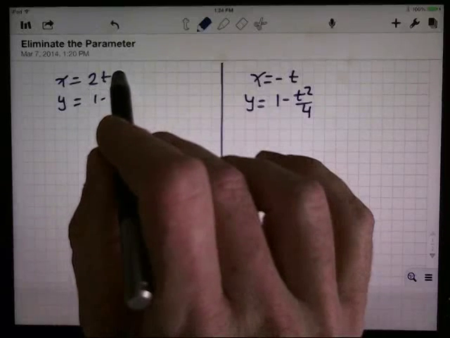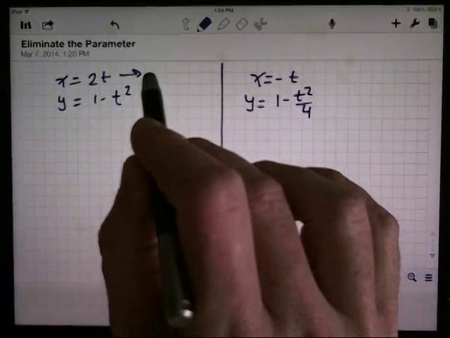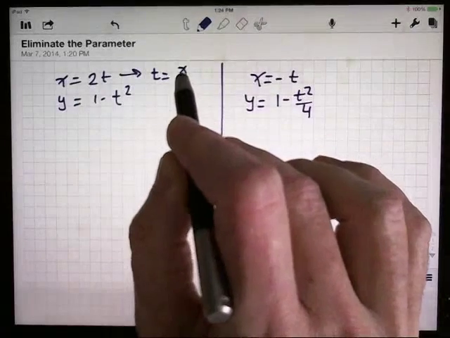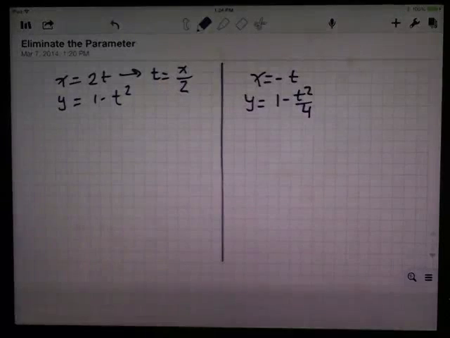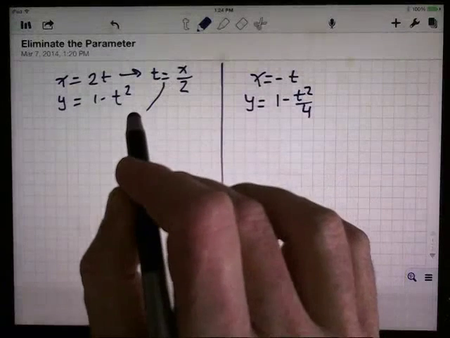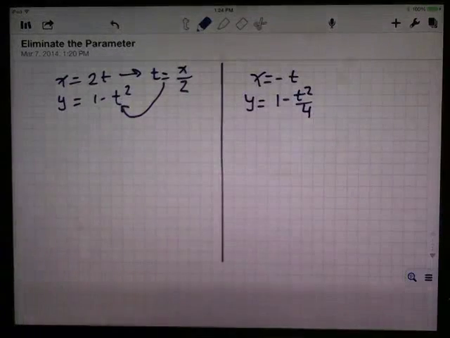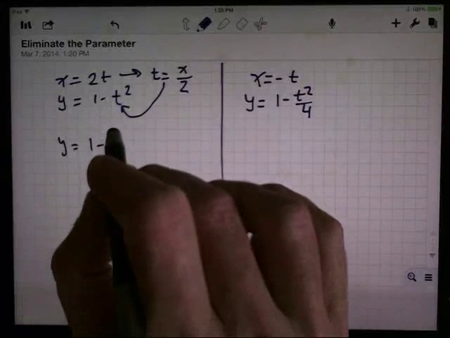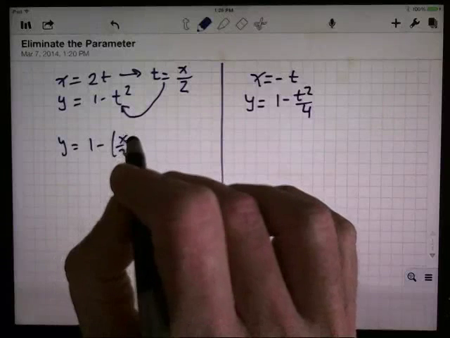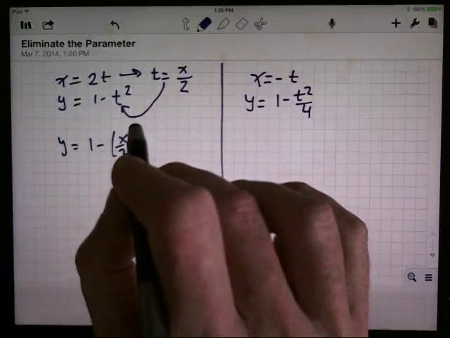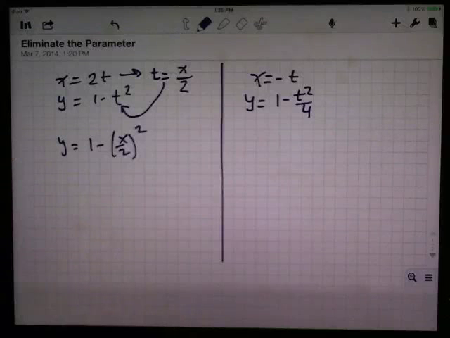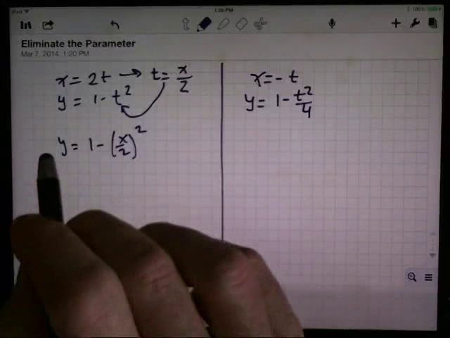in that you find one of the equations, either one, in this case it happens to be the x one, where it's easy to solve for t. So I'm going to just say t equals, I can divide both sides by 2 here, x divided by 2. Once you've done that, you take that and plug it in for t in the other equation. So I've got y equals 1 minus, now the t is x divided by 2, and I need t squared. Okay, so right there I have eliminated the parameter.